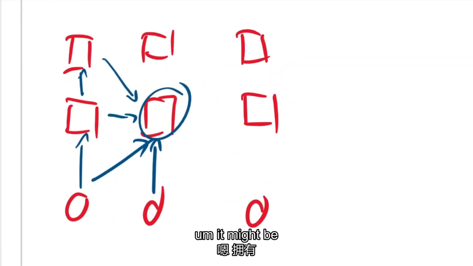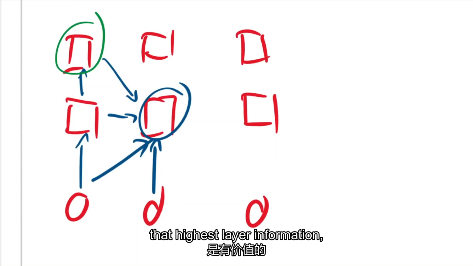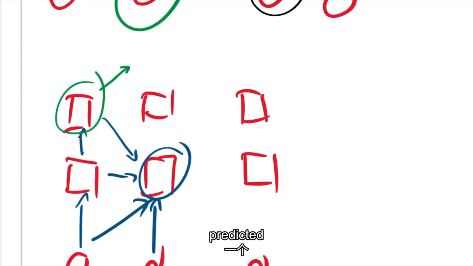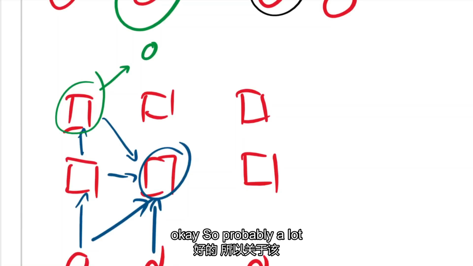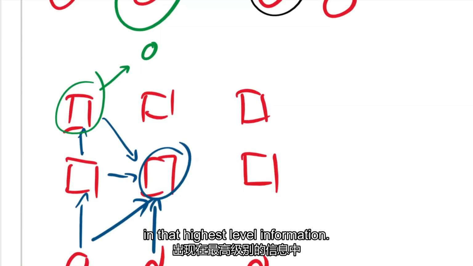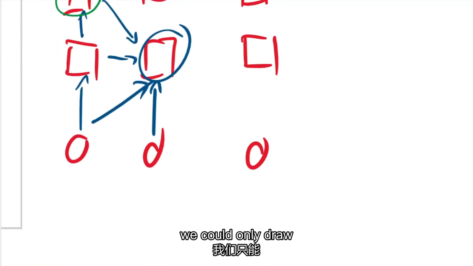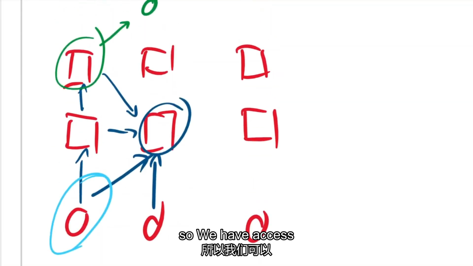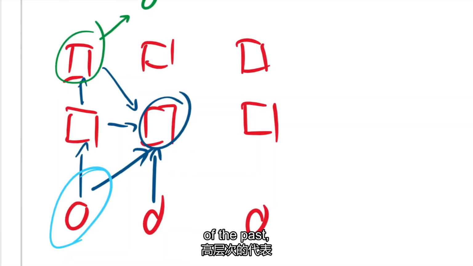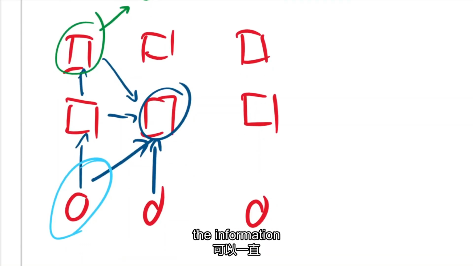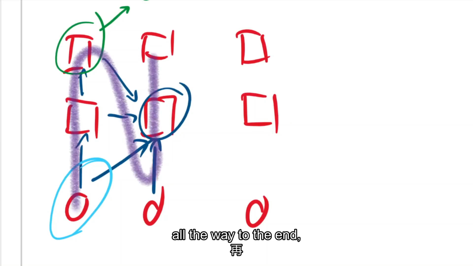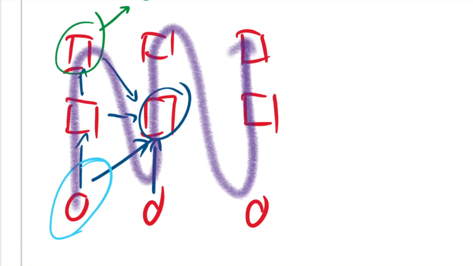However, it might be valuable to have that highest layer information, especially since that was the one that predicted the next token. So probably a lot of information about that token is going to be in that highest level information, whereas with the previous transformer, we could only draw information from down here. So we have access to higher layers of representation of the past. That means the information can flow all the way to the end, and then back again, all the way to the end, back again, and every time we have access to the highest layers of representation.